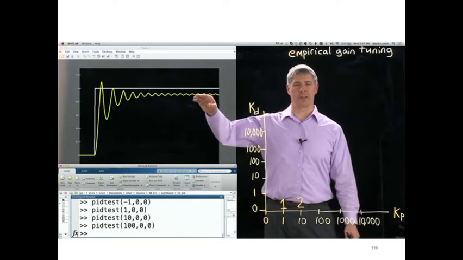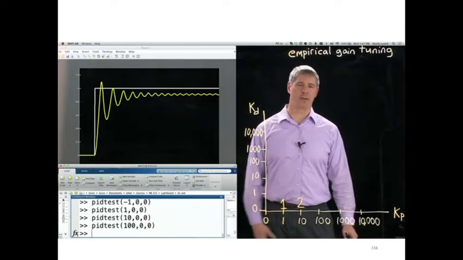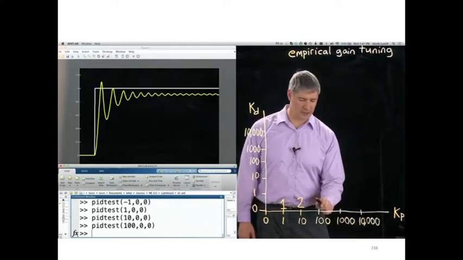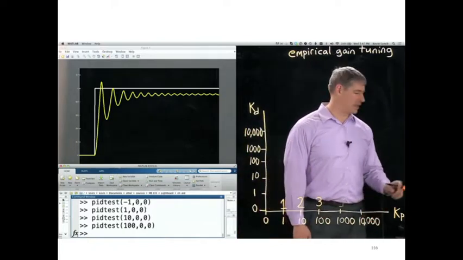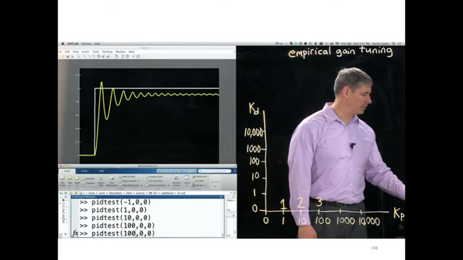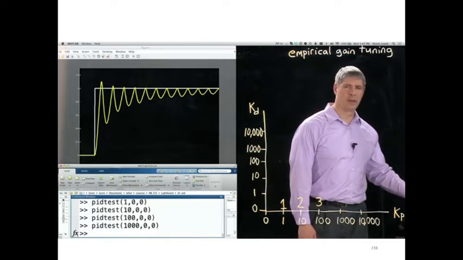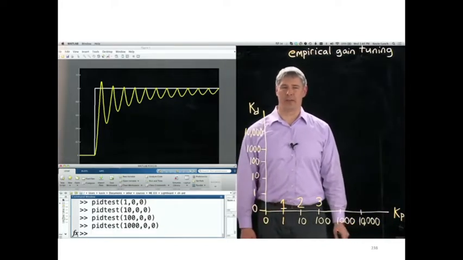Okay, now we're getting closer, but we still have a lot of ringing and overshoot here. So let me mark this as guess 3. For the heck of it, let's try increasing the gain by another factor of 10. Okay, and now we're not getting any improvement in behavior.